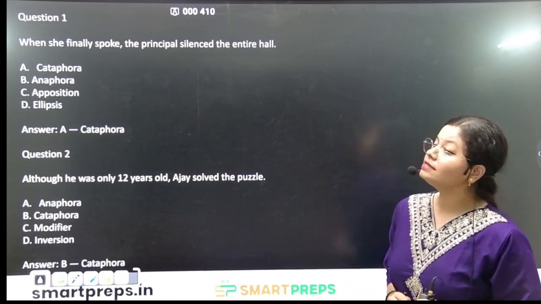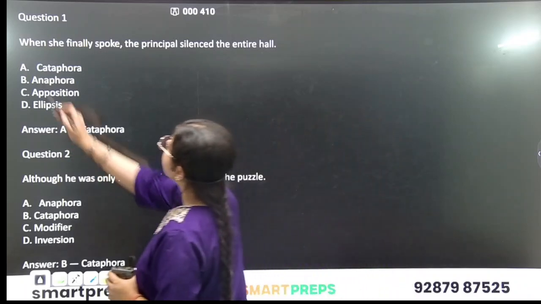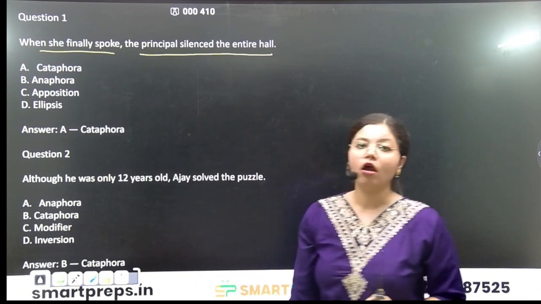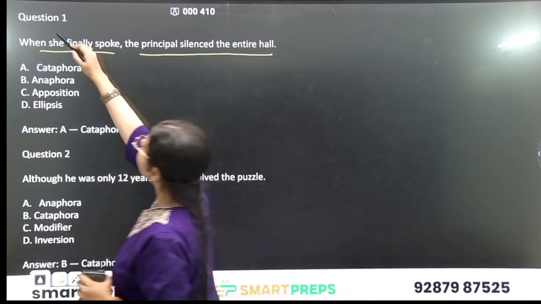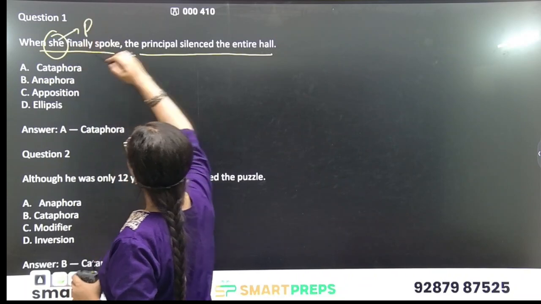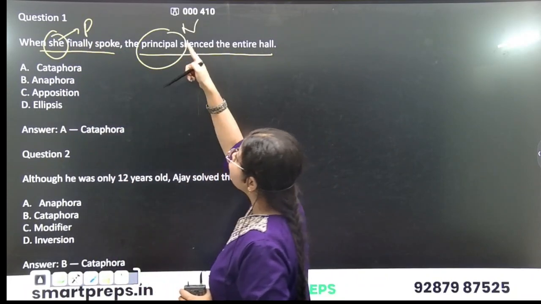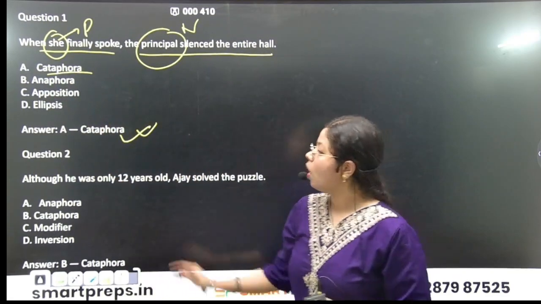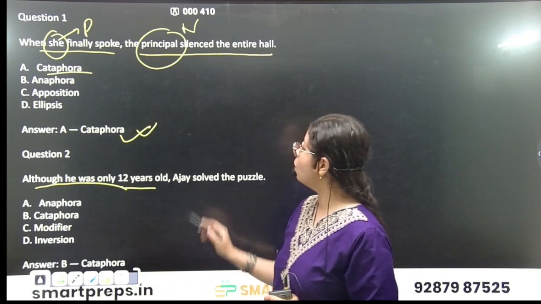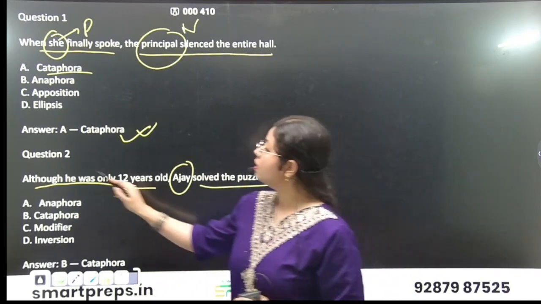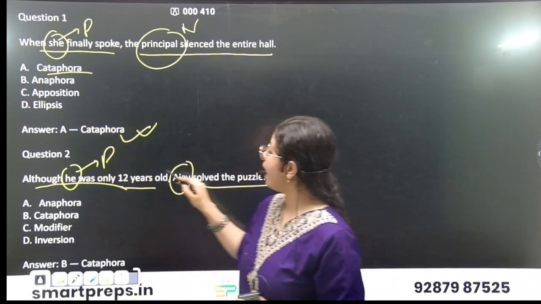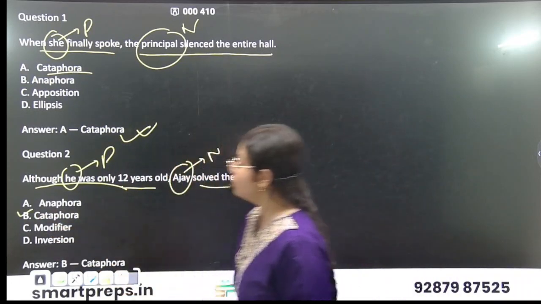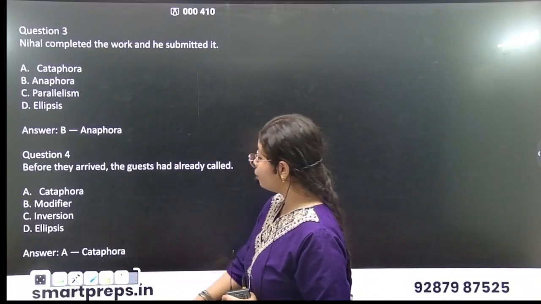Now let's understand with some questions. Question 1: when she finally spoke, the principal silenced the entire hall. Now can you see, when she finally spoke, she is the pronoun here and the principal is the noun here. So this is cataphora. Next question: although he was only 12 years old, Ajay solved the puzzle. Here also, he, the pronoun, comes first, and Ajay, the noun, is placed later on. This is also cataphora.